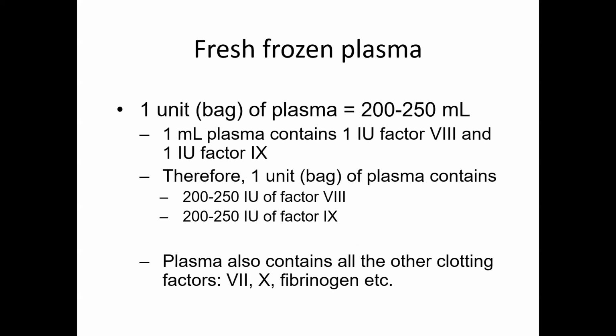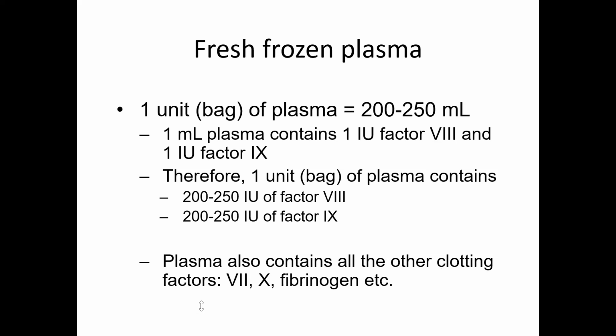So what is contained in the fresh frozen plasma? So 1 unit bag of plasma is about 200 to 250 ml. So 1 ml plasma contains at least 1 international unit of factor 8 and 1 international unit of factor 9. Therefore, 1 unit bag of plasma contains the same range, 200 to 250 IU of factor 8, and the same for factor 9. So plasma also contains all other clotting factors, factor 7, 10, and fibrinogen.